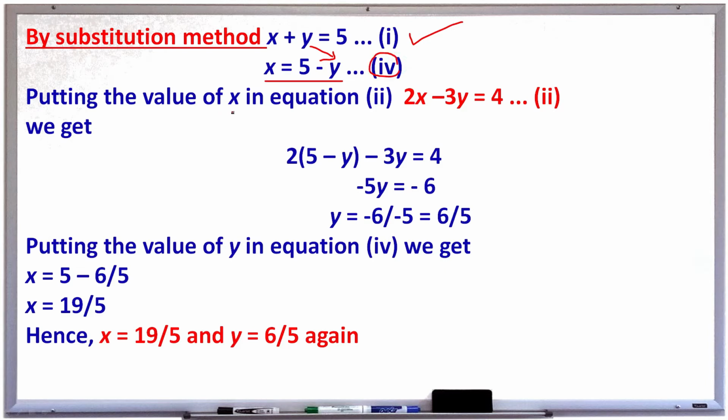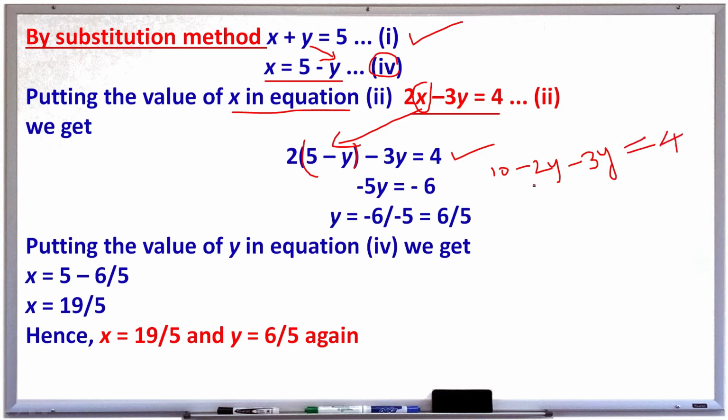Now putting the value of x in equation number 2. Here is equation number 2, 2x minus 3y is equal to 4. Instead of x we put the value 5 minus y. So the equation will become 2 into 5 minus y, minus 3y is equal to 4. Now you simplify: 5 twos are 10, 2 into minus y is minus 2y, already minus 3y we have in the equation, is equal to 4.